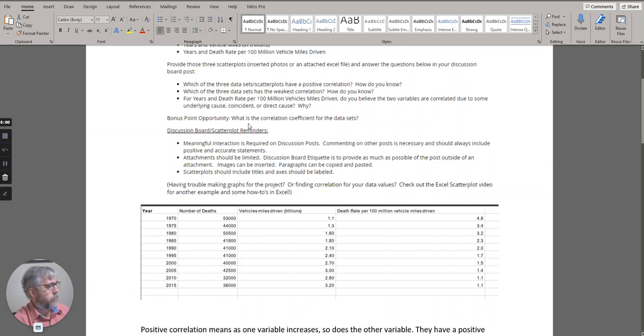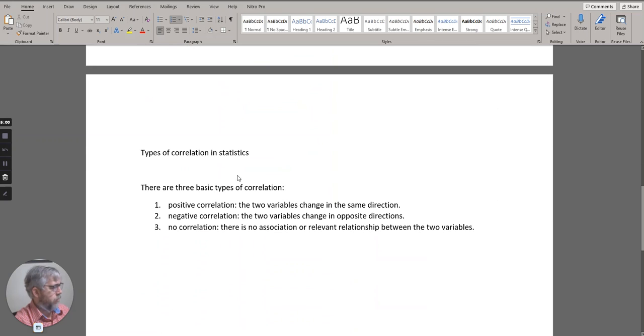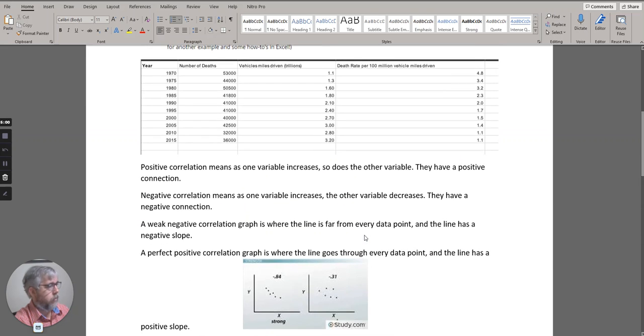It says bonus opportunity: what's the correlation coefficient of the data sets? Okay. Again, the first thing we have to ask ourselves is what exactly the correlation coefficient of the data sets is. So I looked that up, and down here it says there are basically three types of correlation for the coefficients. There's a positive correlation, where the two variables change in the same direction. Negative correlation, where the two variables change in opposite directions. And no correlation, meaning no association or relevant relationship between the two variables.